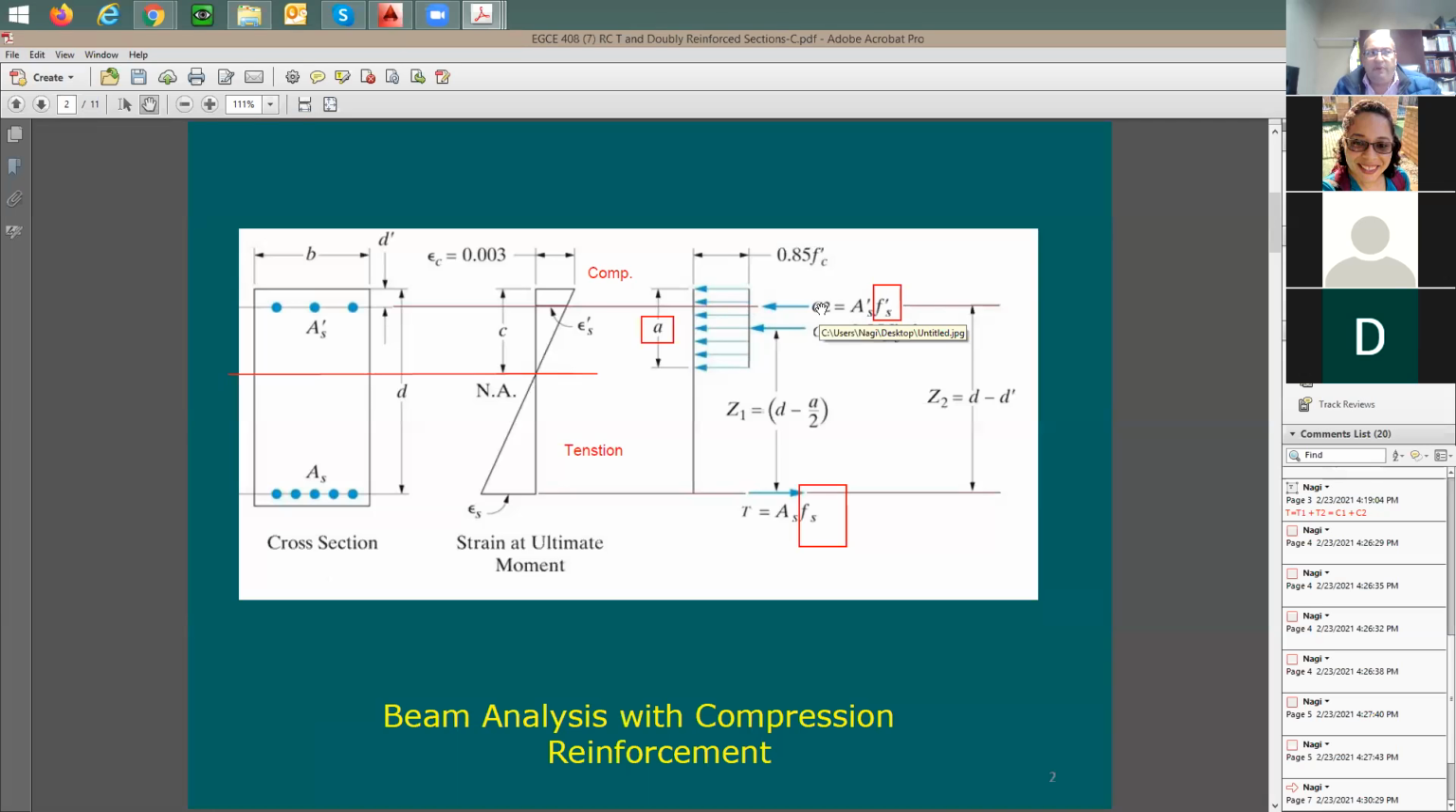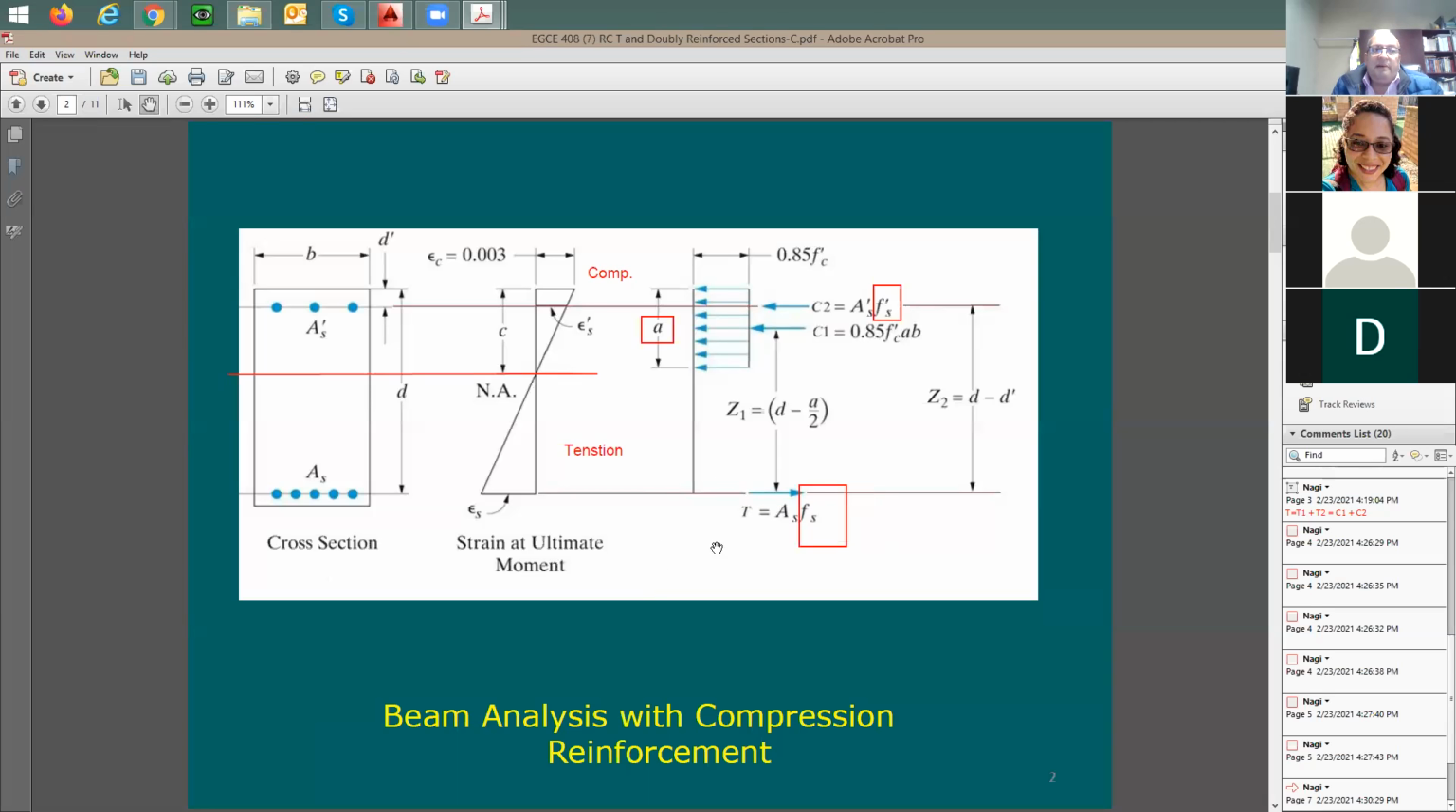Also, I need the Fs prime for the compression force in the steel, correct? This gives you one main component. Also, I need this Fs at the bottom, at the tension steel. I need to know how much stress is in there. Otherwise, how do you find out this T? So now I have three components that I really want. Otherwise, I cannot find out this Mn.